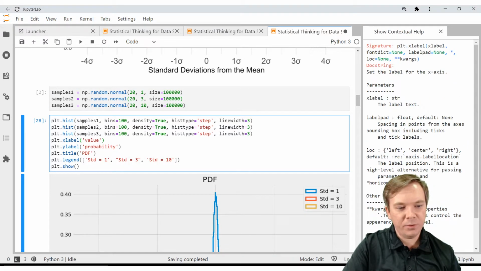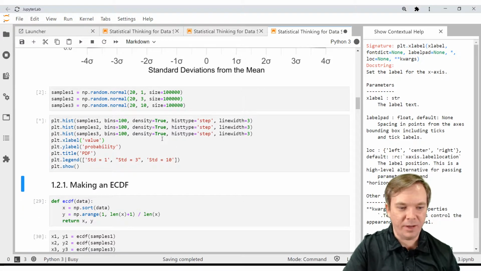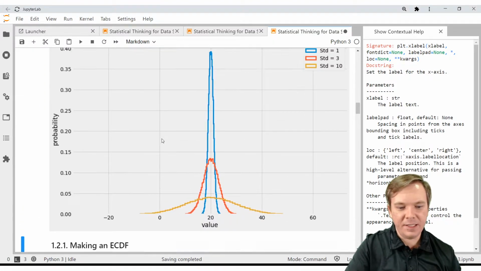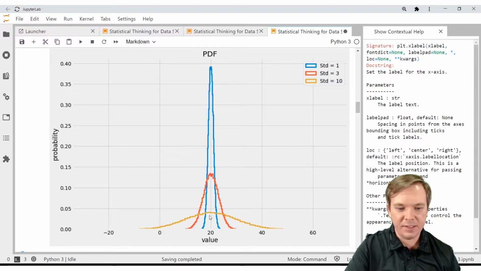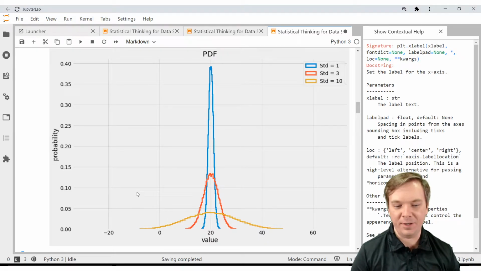Then we're going to plot each of those histograms. And you can see that these are the histograms of each. So you can see the blue is standard deviation of 1, red is standard deviation of 3, and yellow is standard deviation of 10. Now, if I were to show you the first one, and I said, is this a normal curve?